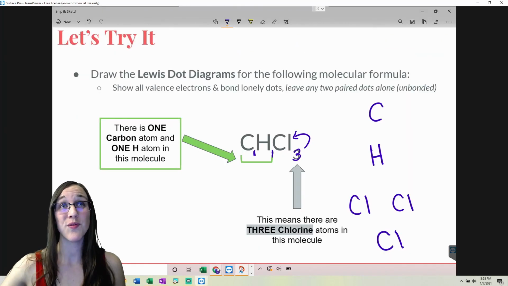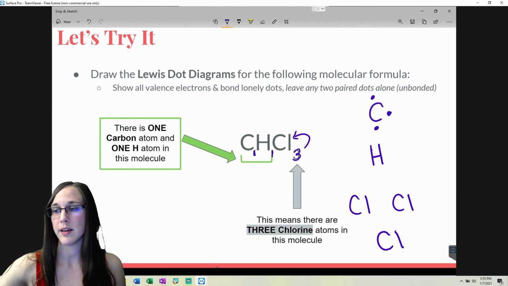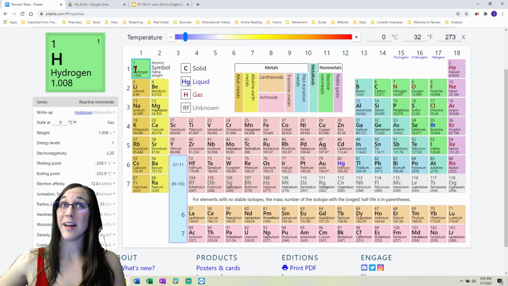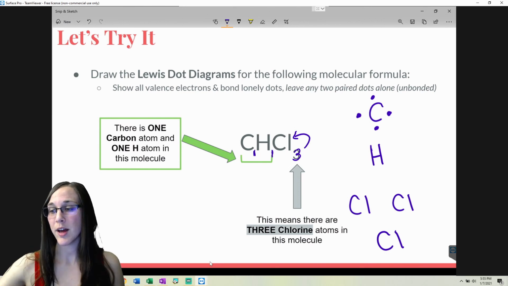So carbon has 4 valence electrons. 1, 2, 3, 4. Let's check out hydrogen. Hydrogen's number is 1, and it has 1 valence electron because that's all it's got. So since hydrogen's valence is 1, we're just going to put 1 dot next to it.